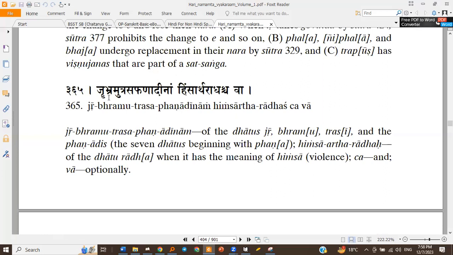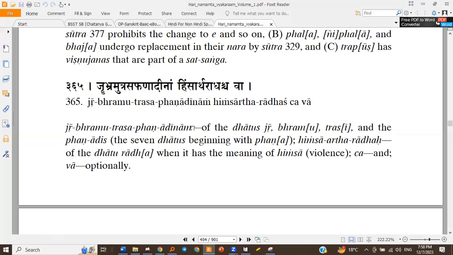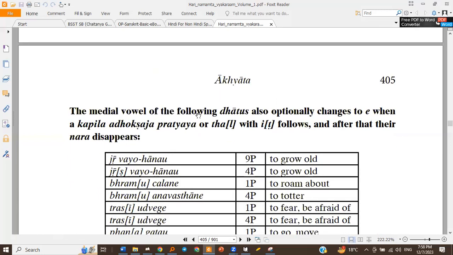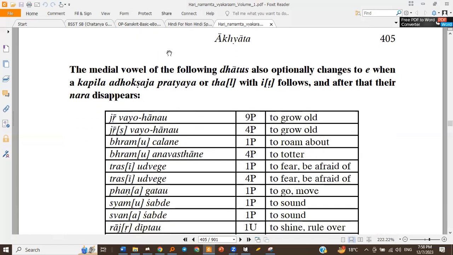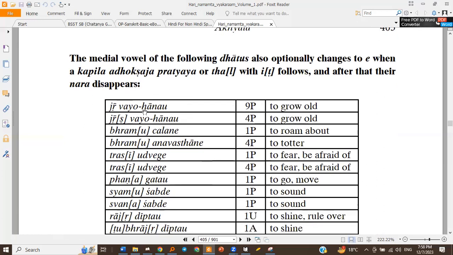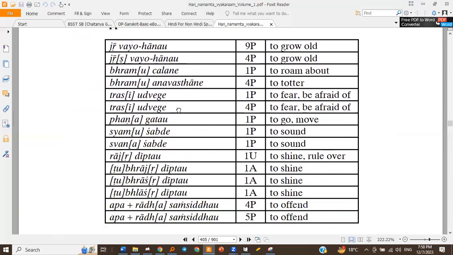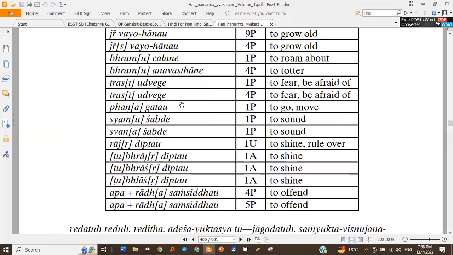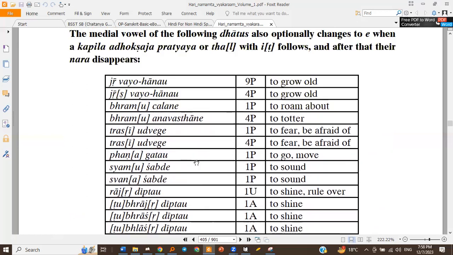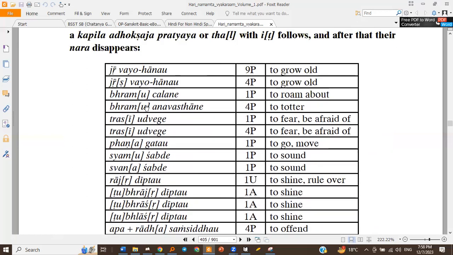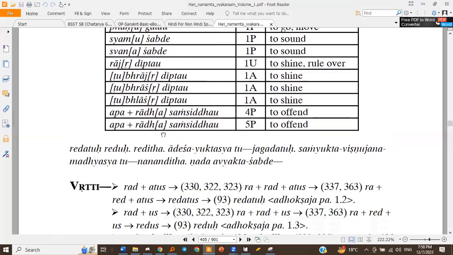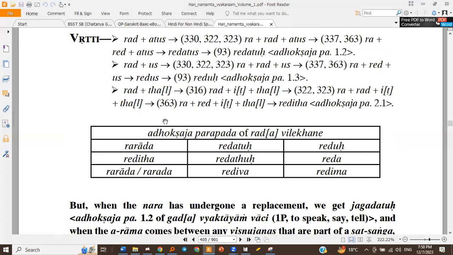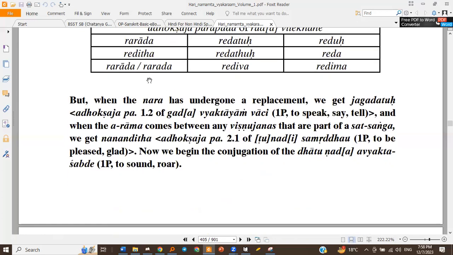Jri, so it says jri brahmutra sapanadinam hinsartha radhascha va. So the medial vowel of the following dhatus also optionally changes to a when a kapila dhokshira pratyaya or thal with it follows, and after that their nara disappears. So for these dhatus also optionally the previous sutra's operation would be applied. Jiri brahmu trasi phanasyamu swana rajri tu bhrajri tu bhrash up plus rat. So yeah, this is it.